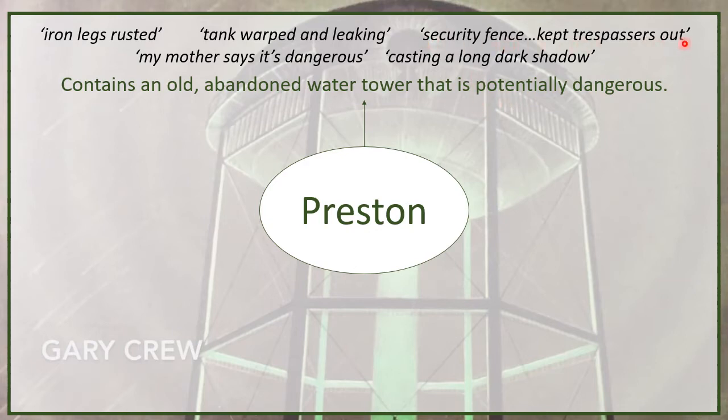The fact that there was a security fence that kept trespassers out tells me that it might be a bit dangerous in there, and it also tells me that it's maybe a little bit abandoned because that fence has been around it to stop people going there. So it's a theme of nobody's allowed there. Now it says the words, my mother says it's dangerous, obviously that builds up to this potentially dangerous. And then casting a long dark shadow. This is another bit of evidence that suggests that it is dangerous.